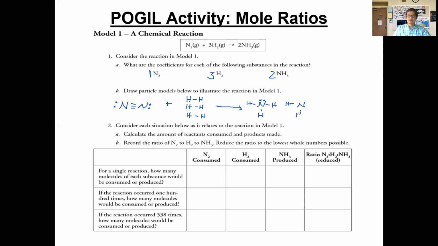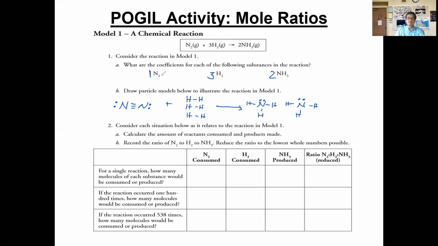And that is the representation of this reaction. Okay, so 1 nitrogen, 3 hydrogens, to form 2 ammonias. And if you notice here, let's just count atoms really quickly again. We have 2 atoms of nitrogen on this side, 2 atoms of nitrogen on this side. We have 6 atoms of hydrogen on this side. We have 6 atoms of hydrogen on this side.